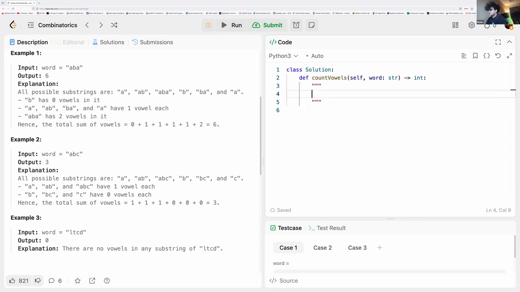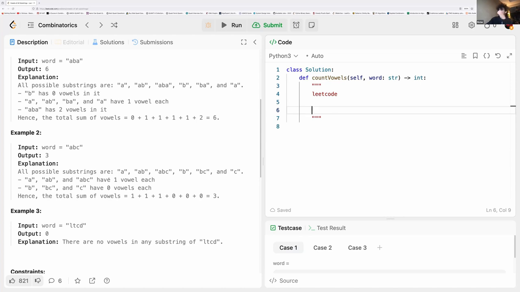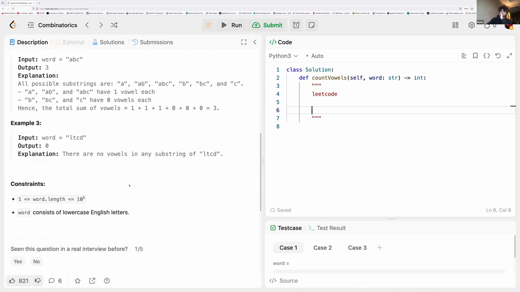So let's consider the test case Leetcode. Again, I can look at every single substring and count how many vowels are within those substrings. But if we look at our constraints, our constraint is 10 to the 5th. That means in our worst case, we should be getting an O of n log n solution, maybe an O of n to the power of 3/2 solution.